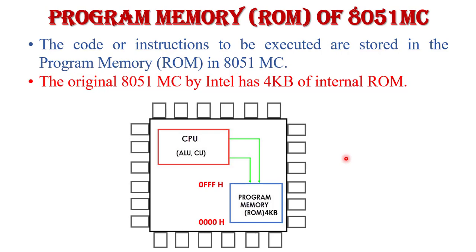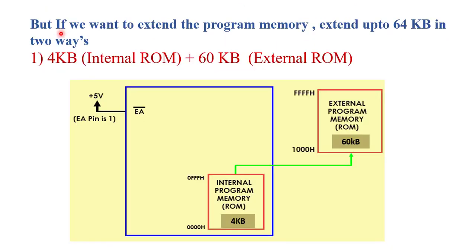So how do we use external program memory in the 8051 microcontroller? Let's discuss. As I have already told, we can extend the program memory up to 64 kilobyte, and we can extend it in two ways. The first option is we use 4 kilobyte of internal ROM and 60 kilobyte of external ROM. So the total program memory of the 8051 becomes 64 kilobyte.